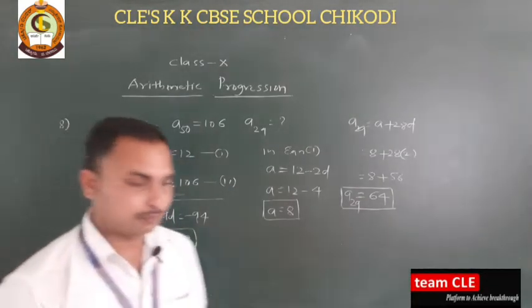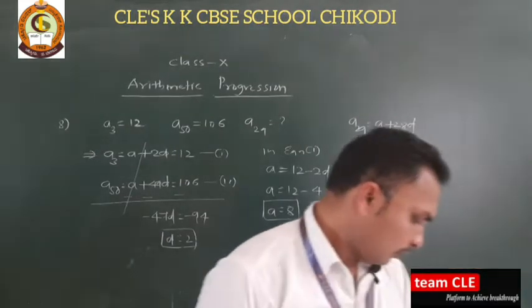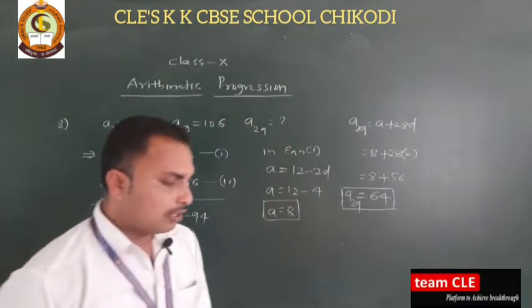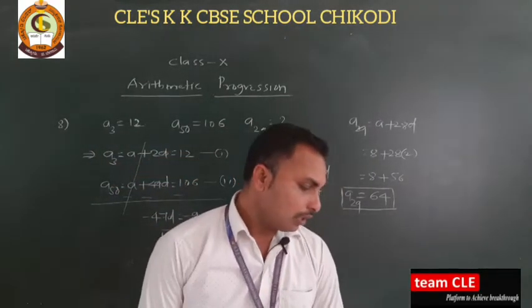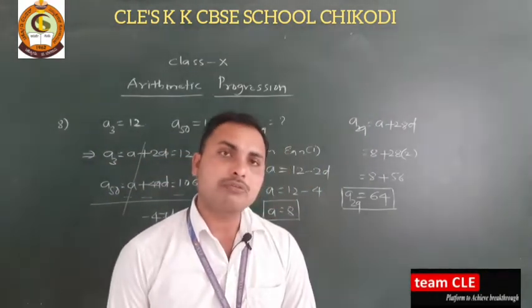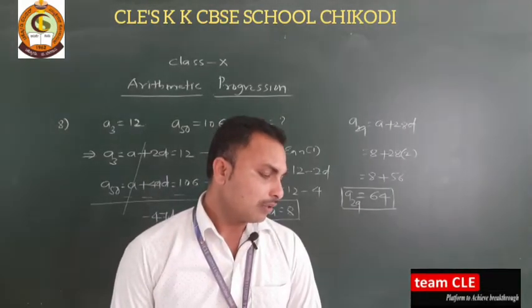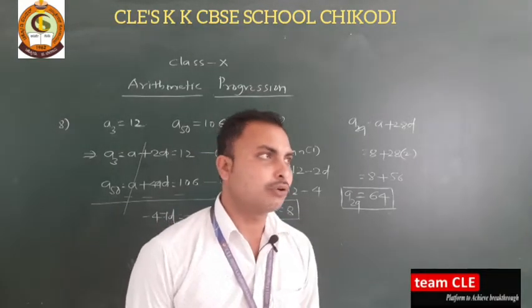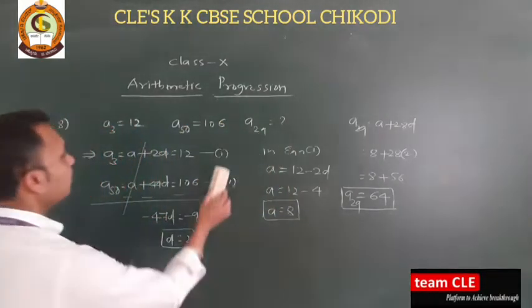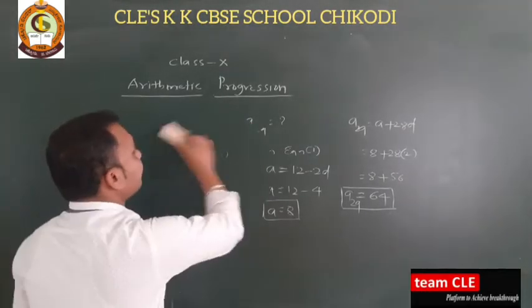I hope you understood this problem. Next we have problem number 9. Let me read the problem first. If the third and the ninth term of an AP are 4 and minus 8 respectively, which term of this AP is 0? We need to find that. Very simple.